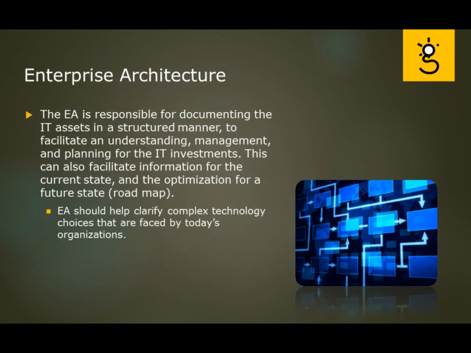The last thing to look at here is the enterprise architecture, which is the responsible part of documenting the IT assets in a structured manner to facilitate understanding, and to be able to manage and plan for IT investments. This can also provide information on the current state and help you with optimization for moving towards a future state, or having a roadmap for changes and improvements in technologies. One of the things about an enterprise architecture is that it's designed to help clarify what might be a complex set of technology choices that you have to face in today's organization, by letting you see it at that 10,000-foot view and see how different components can interact with each other.